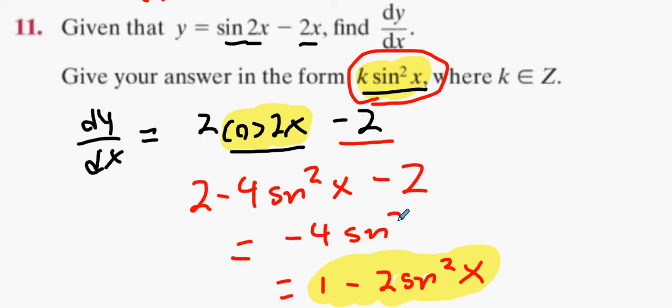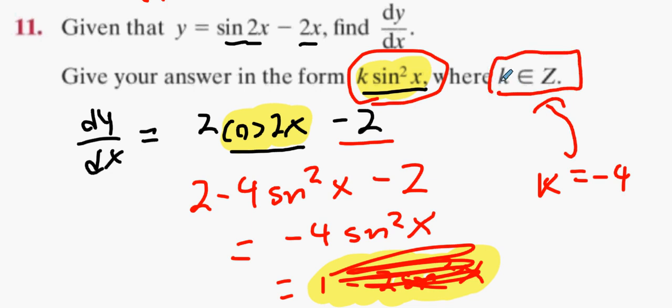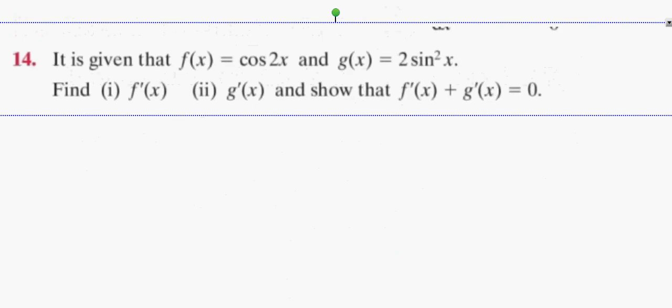Does the answer I just got fit the description of the question? Of the answer? And the k value is? Minus 4. Is k allowed to be negative? What does that mean? K is an integer. It can be positive or negative, which means I'm happy with my answer. Ready to move on? Okay.